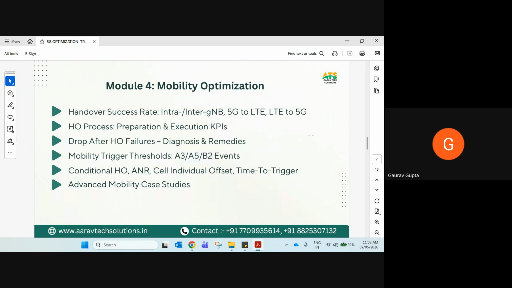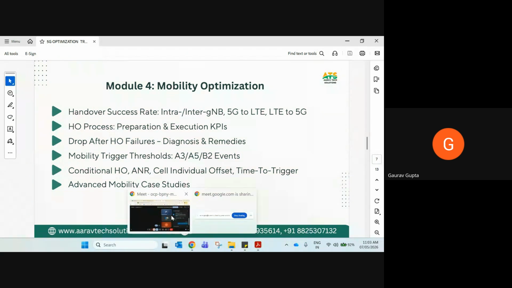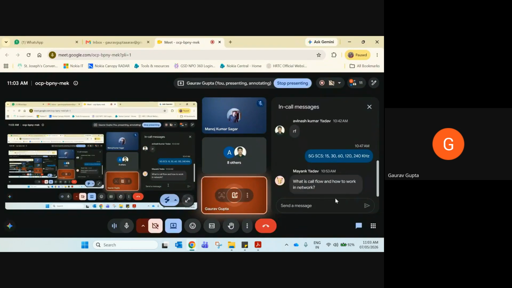Then we will see, guys, because Nikhil was there, Nikhil said that I'm from RF. Other guys also answered. So definitely you would have gone through the, just a minute. Anybody, what is call flow and how does it work in the network?